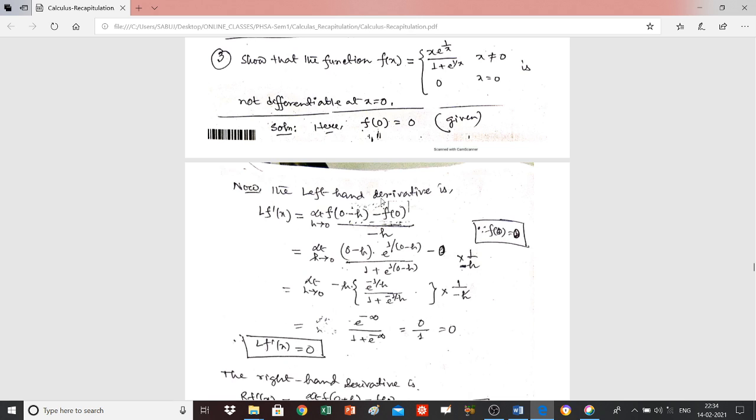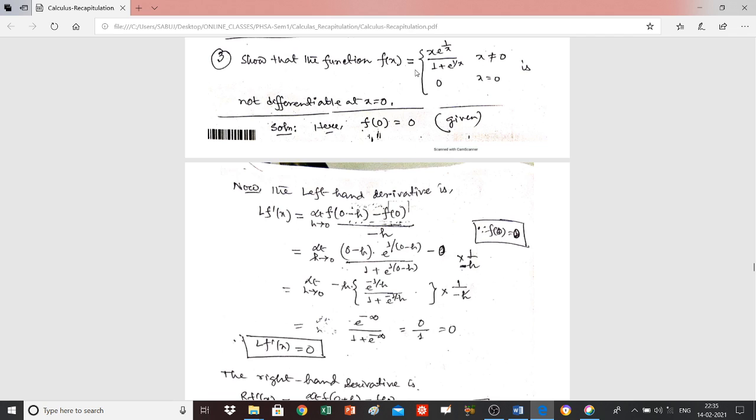And now the left hand derivative, that is, Lf'(0), is the limit as h tends to 0 of [f(0 minus h) minus f(0)] divided by minus h. You know that f(0) is equal to 0, as given here. So then, as h tends to 0, just use the value for x not equal to 0, because in this case the value of x is just lower than 0, since h is greater than 0, so it is not equal to 0, so the first condition will be satisfied in this case.